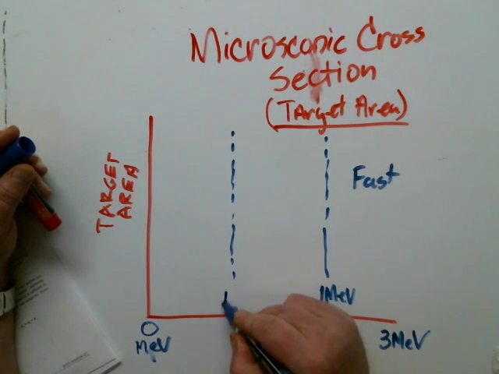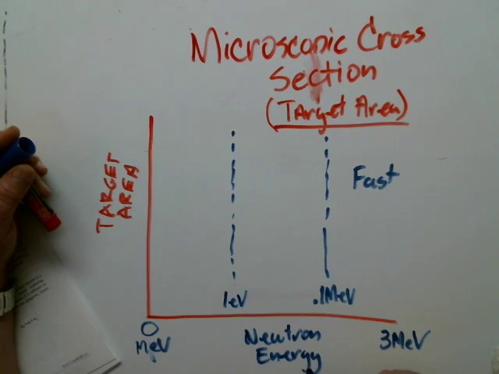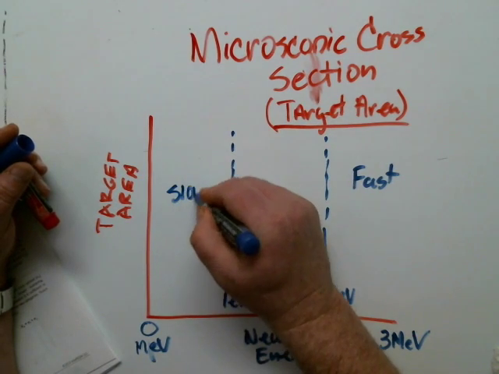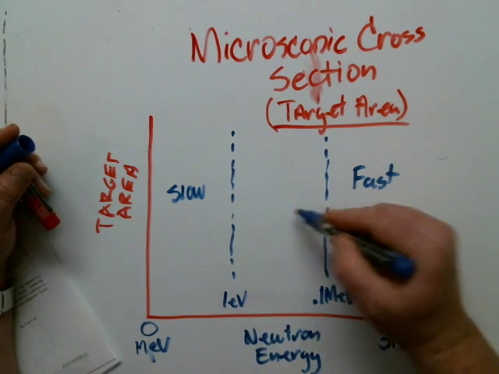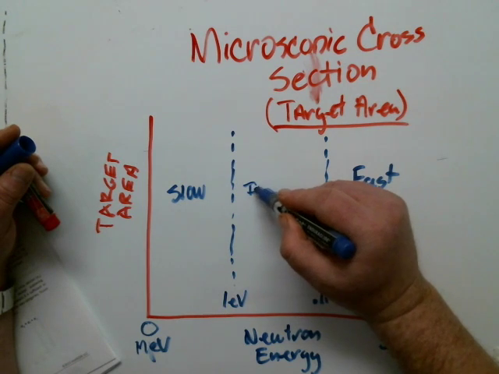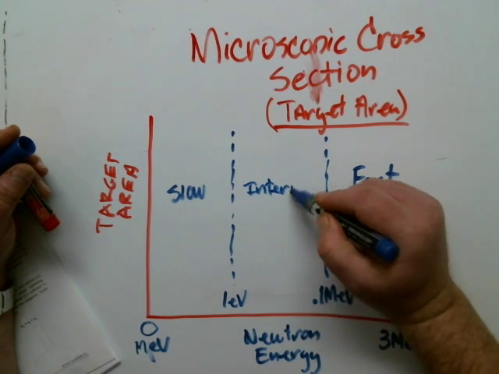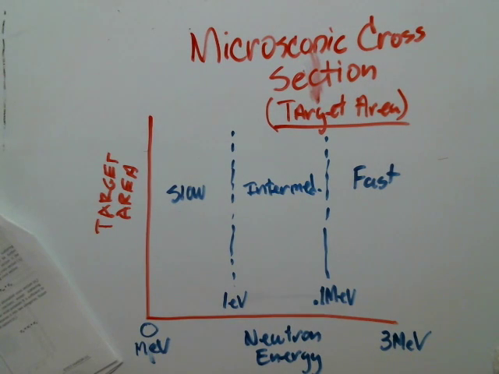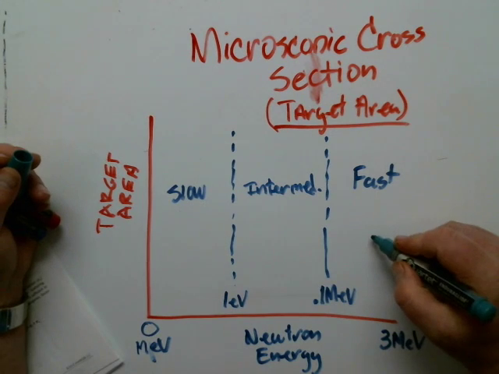And here's 1 electron volt. If you're less than 1 electron volt, we're going to call this the slow spectrum. And if you're in between these two, we're going to call it intermediate. And we're going to give this several different names, actually. Intermediate. Well, all of our neutrons that we're going to see are born way out here.